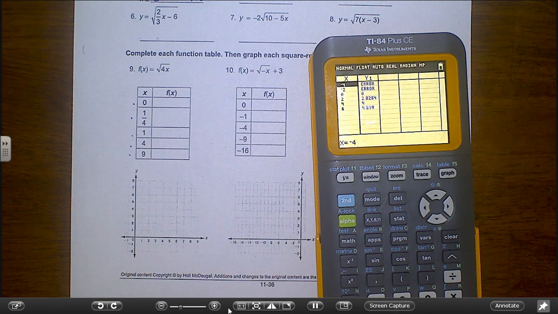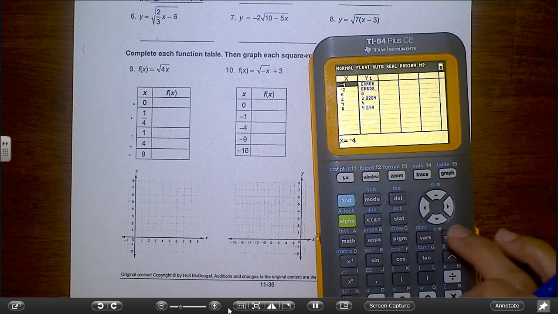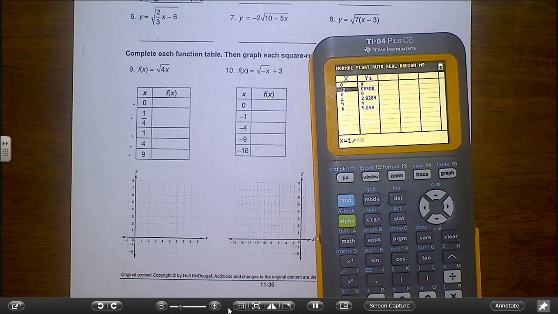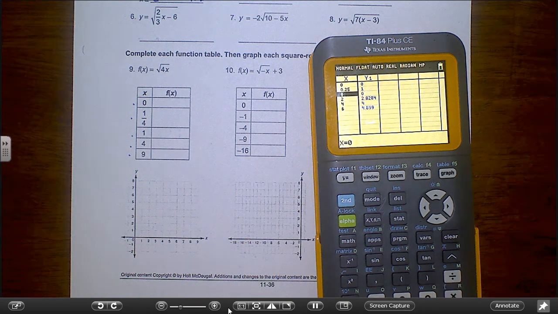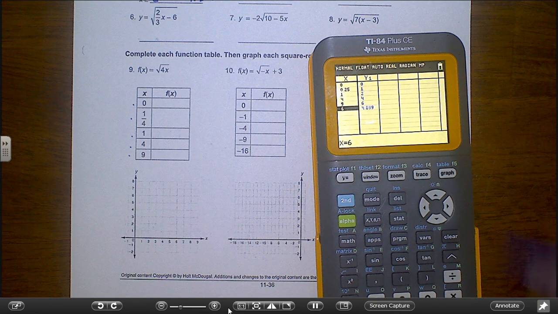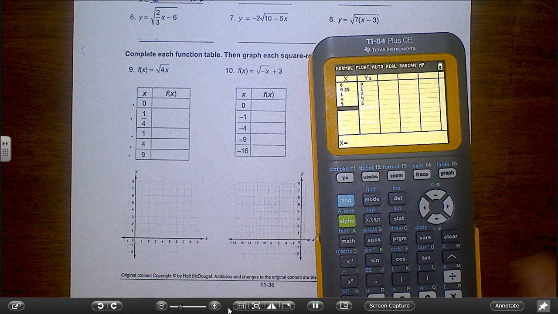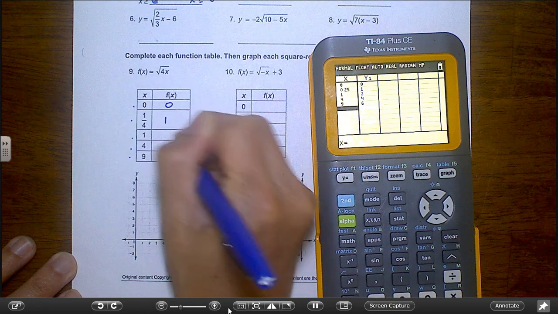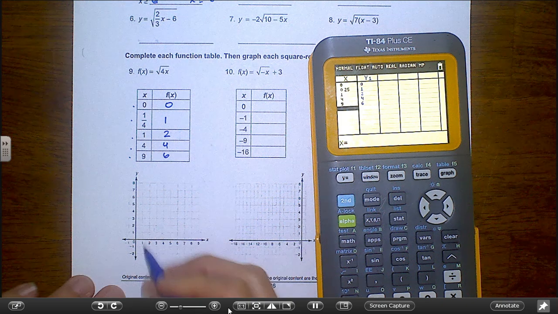So you have 0, and then, sorry, I don't know why that did not work. 0, and then 1/4, and then 1, and 4, and 9. And then you don't need this 6. If you want to delete it, you can. So you would just put those in. So you get 0, 1, 2, 4, 6, and then just graph.